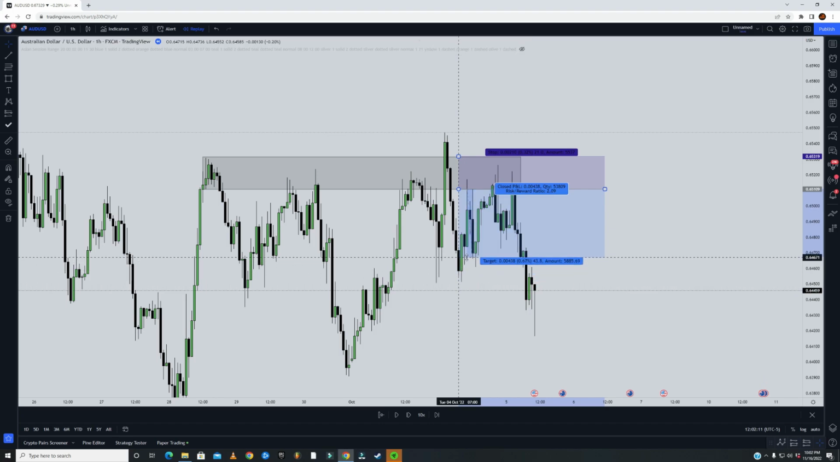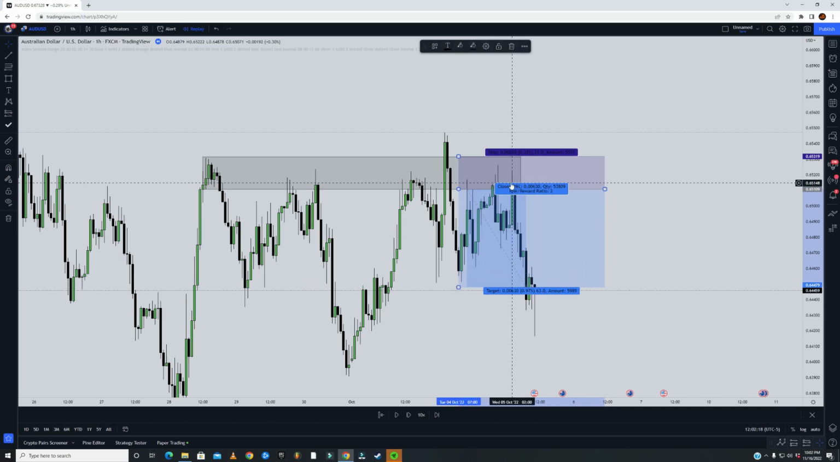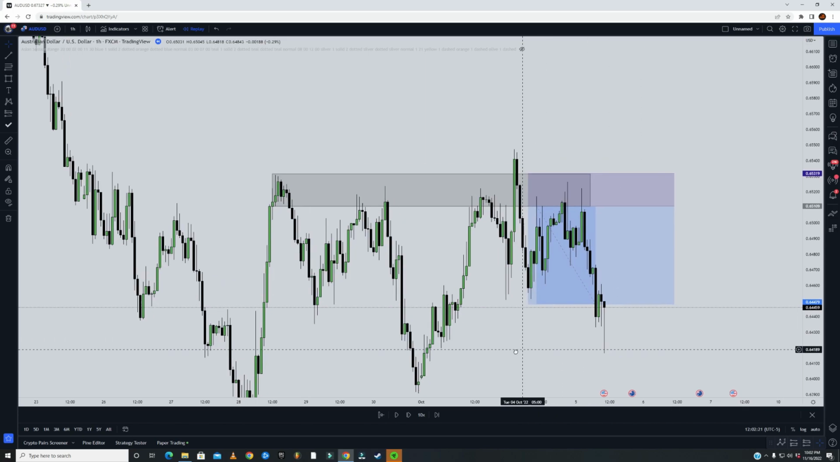You do not move your stop loss, right? You just let the trade happen. And if you're looking at a 1 hour time frame, you go for 1 to 3. You do not move your stop loss. Quite simple, guys. So this was example number 1.